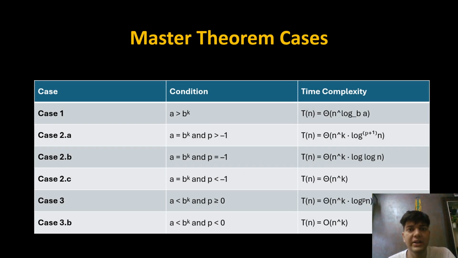This slide lists the different cases of the master theorem based on the comparison between a and b to the power k and the value of p. These cases help us directly find the time complexity without solving the recurrence from scratch.